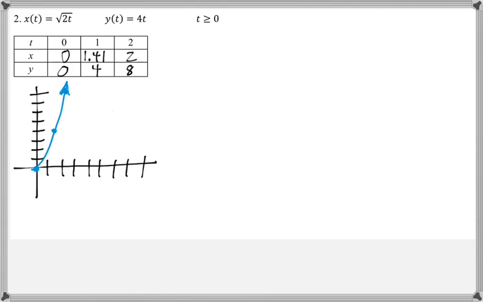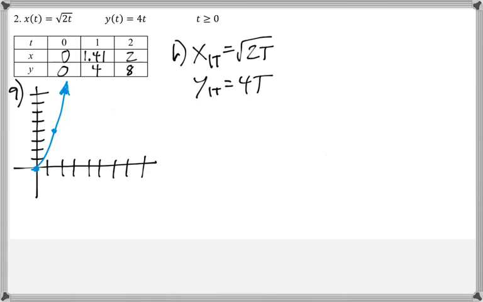Okay, so that was part A. Then I want to graph this on the calculator. So my x1 of t is going to be square root of 2t. My y1 of t is going to be 4t. For my window, I want my t min to be 0 and my t max to be really something big, because t has to be greater than or equal to 0, so it's actually going to go forever. But I can't put infinity here, so I'm just going to put something big, like I'll put 100.